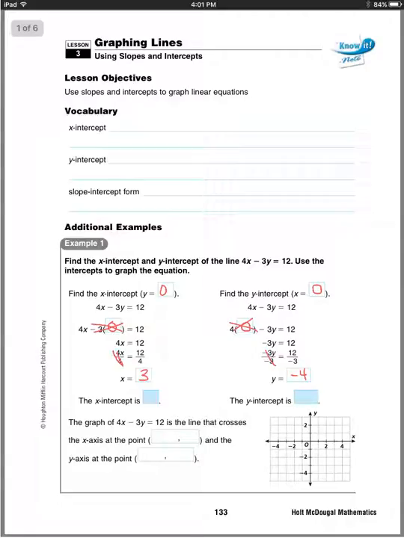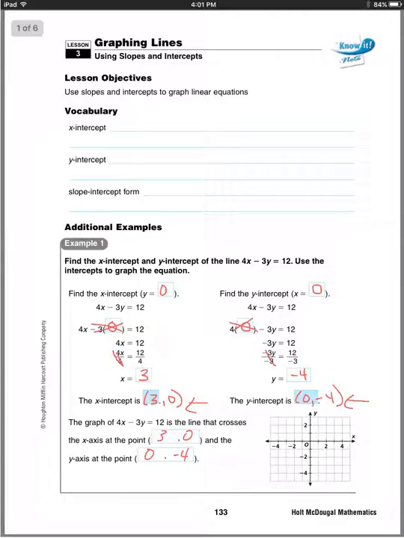So the x-intercept is (3, 0), and my y-intercept is (0, -4). The graph of 4x minus 3y equals 12 is the line that crosses the x-axis at the point (3, 0), and the y-axis at the point (0, -4). And I just got those from here and here.